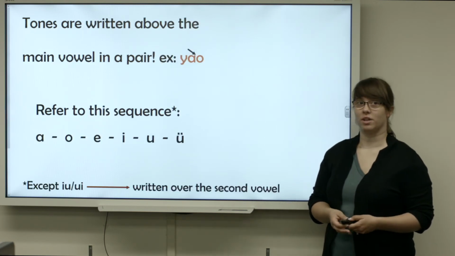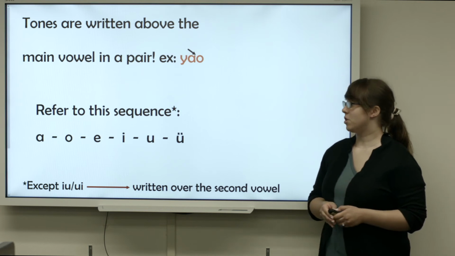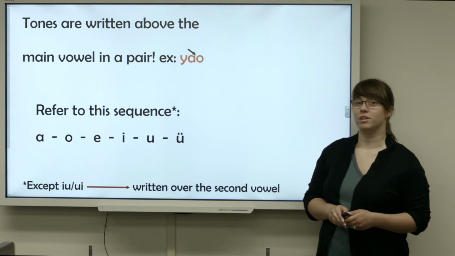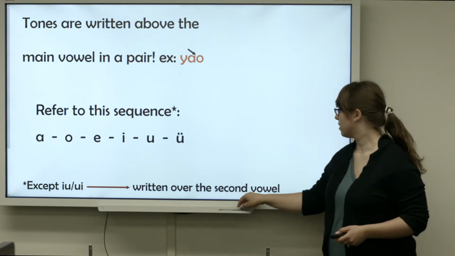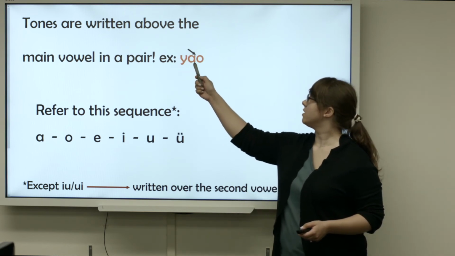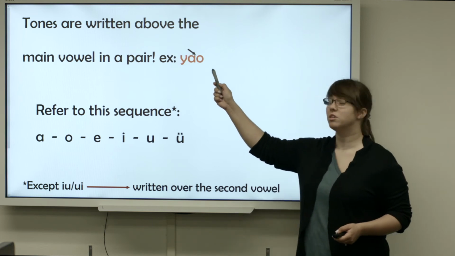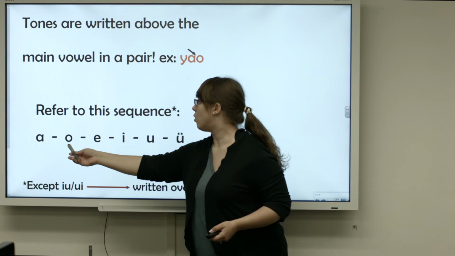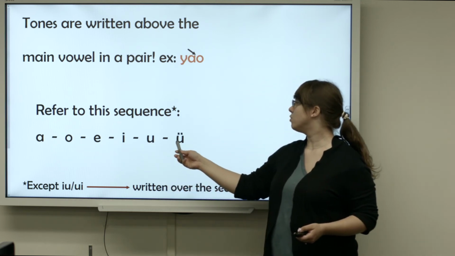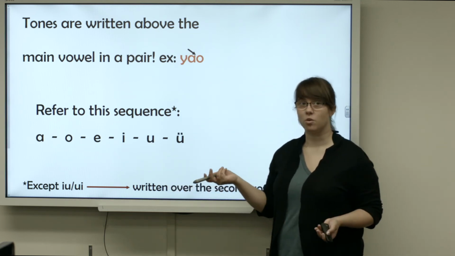When you write tones out in pinyin, the tones are written over the main vowel in a pair. So, for example, we have 要. The tone mark is written over the A. We refer to this sequence, a, o, e, i, u, ü, to decide the order.